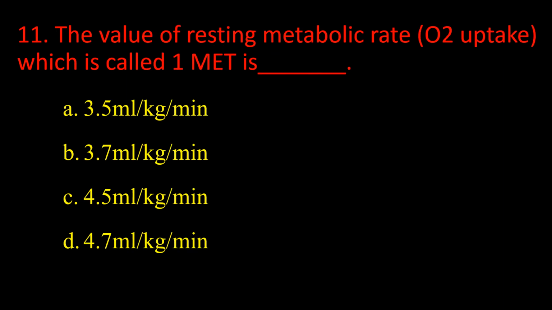11th one, the value of the resting metabolic rate, oxygen uptake, which is called 1 MET, is dash. A. 3.5 ml per kg per minute, B. 3.7 ml per kg per minute, C. 4.5 ml per kg per minute, D. 4.7 ml per kg per minute. So here the answer is 3.5 ml per kg per minute.